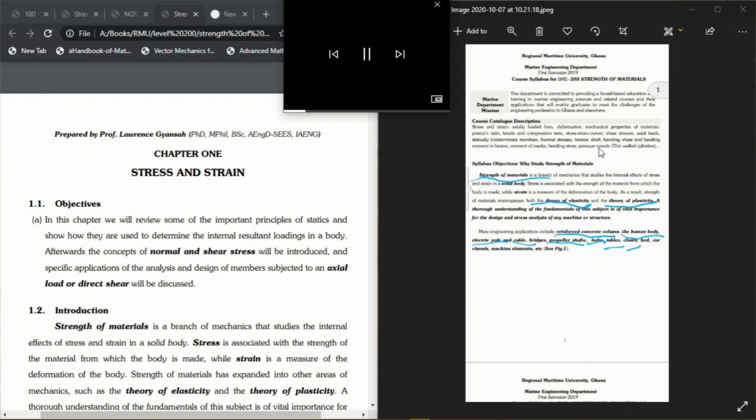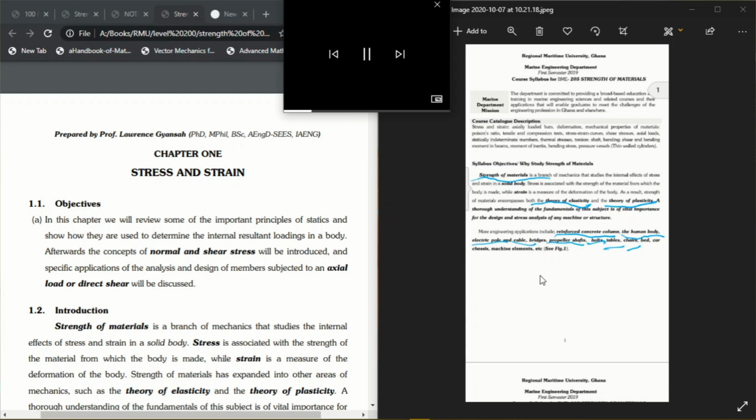So this is going to be the course syllabus for strength of materials. So you can see that one in page one. So why is studying strength of materials very important? What is strength of material itself?